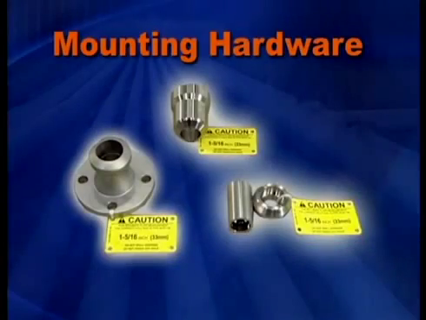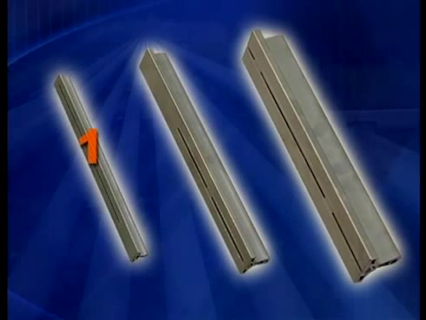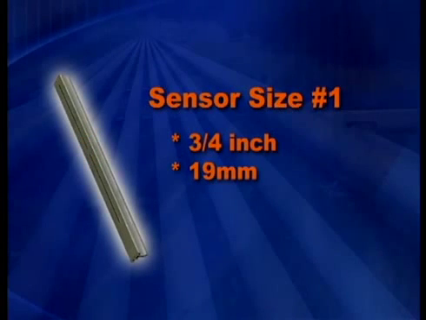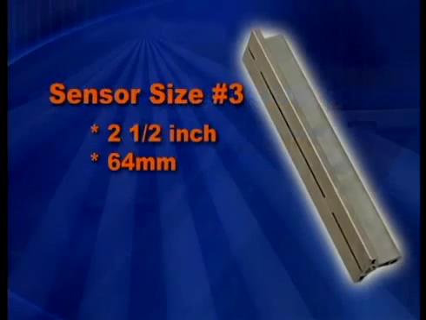All mounting hardware arrives with a bright yellow tag attached to it. This tag designates the exact size hole to be drilled into the piping. Each sensor size, 1, 2, and 3, has its own specified hole size: 3/4 inch, 19 millimeter, 1 5/16 inch, 34 millimeter, and 2.5 inch, 64 millimeter.